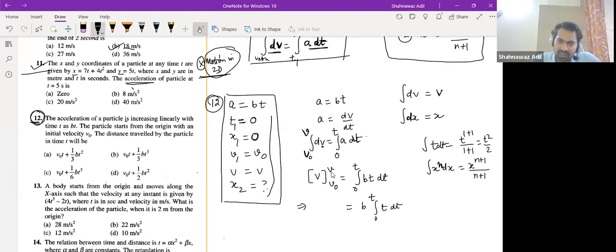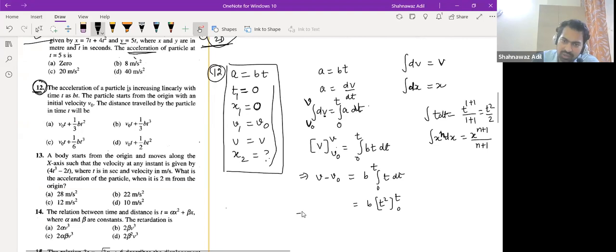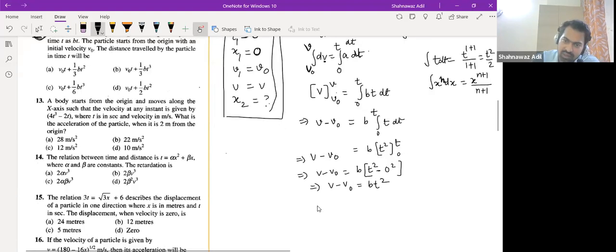Whenever we have calculated this integral, now we put the limits. First we put the upper limit, so the upper limit is v and the lower limit is v naught. So this is v minus v naught, and we have calculated this integral: b t square by 2, with upper limit t, minus the lower limit 0 square. The function is t square. So this will be v minus v naught equals bt square by 2. So your velocity is v naught plus bt square by 2.